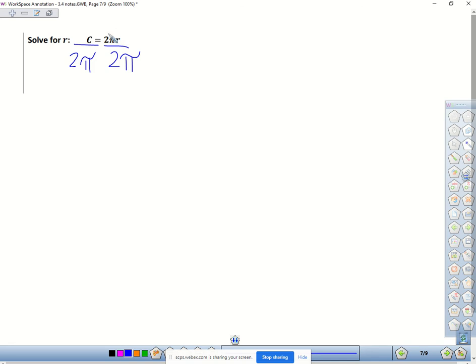And when I do that, that's going to cancel out the 2 pi on my right where I want r by itself, and I end up with c over 2 pi equals r, okay? So we just basically divided both sides by that 2 pi to get the r by itself. And you can't simplify this.